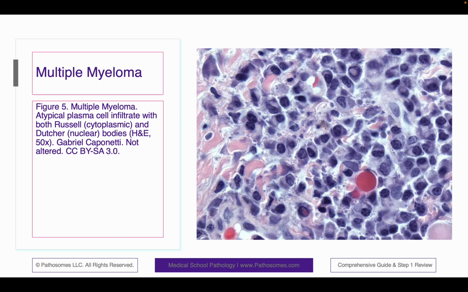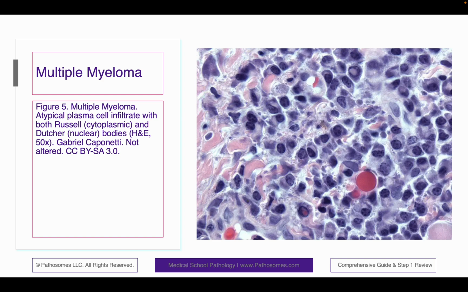Here is an H&E section that the pathologist reviewed. They sent back their report to you because you're on internal medicine or surgery. And it said, many Russell bodies seen, many Dutcher bodies seen. And you're like, what the heck is that? Just keep in mind that when you hear those buzzwords, it's pointing you in the direction of a neoplastic plasma cell process, which is multiple myeloma for all intents and purposes.